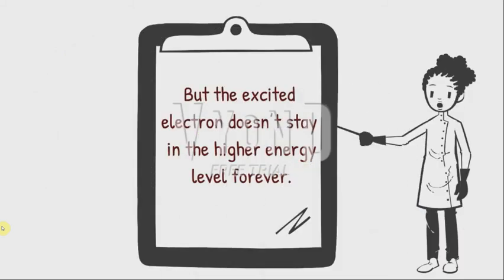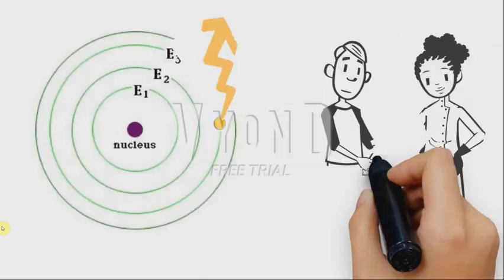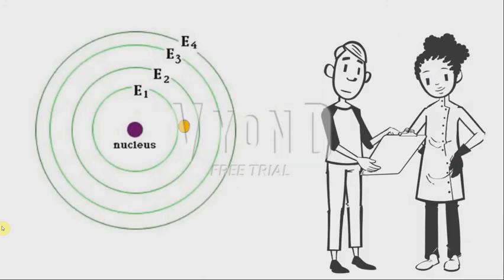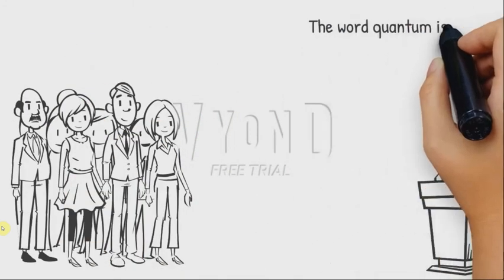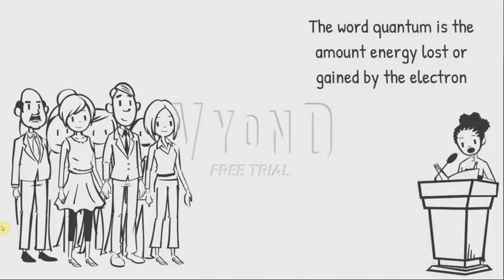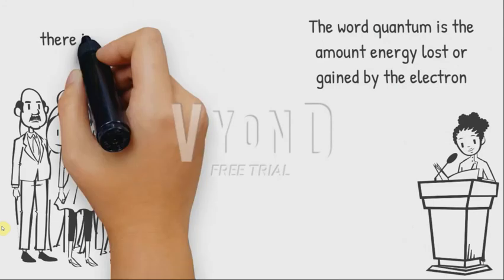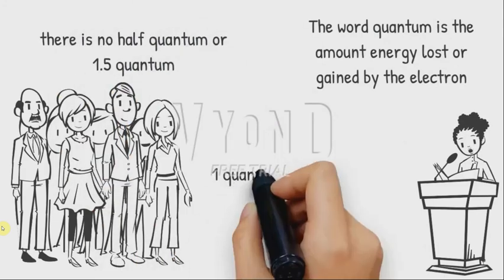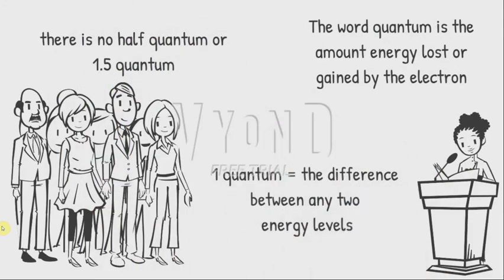But the excited electron doesn't stay in the higher energy level forever. The electron loses this gained energy and returns to its energy level, its ground state. The word quantum is the amount of energy lost or gained by the electron. There is no half quantum or 1.5 quantum. One quantum equals the difference between any two energy levels.